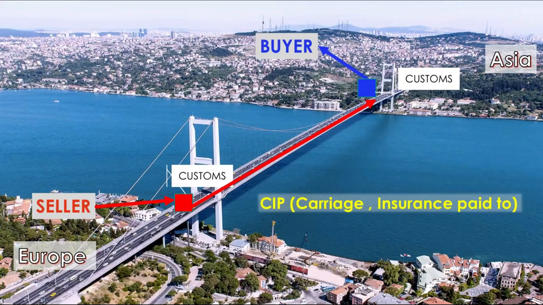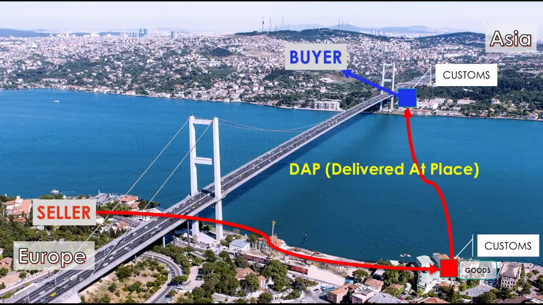CIP, carriage and insurance paid to. CIP is totally identical to CPT, but the difference is that in CIP, the seller has to buy insurance to cover the goods from the loading point to the country of destination. This is the only difference between them.